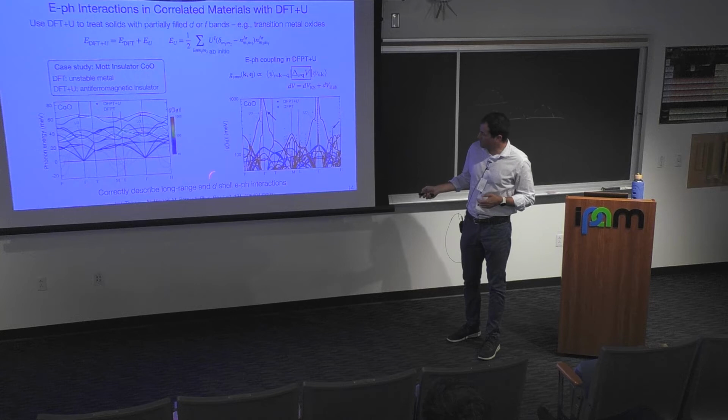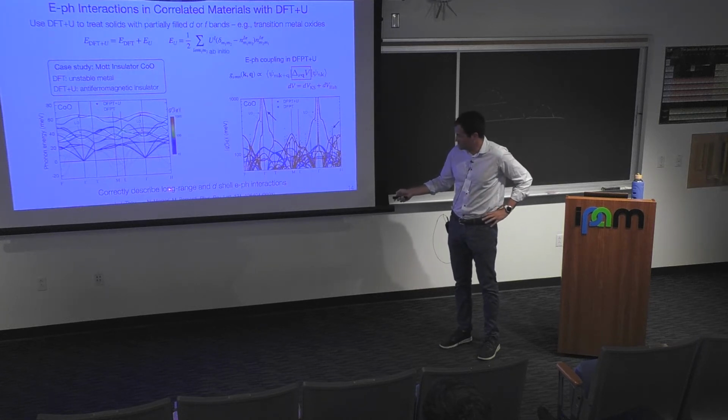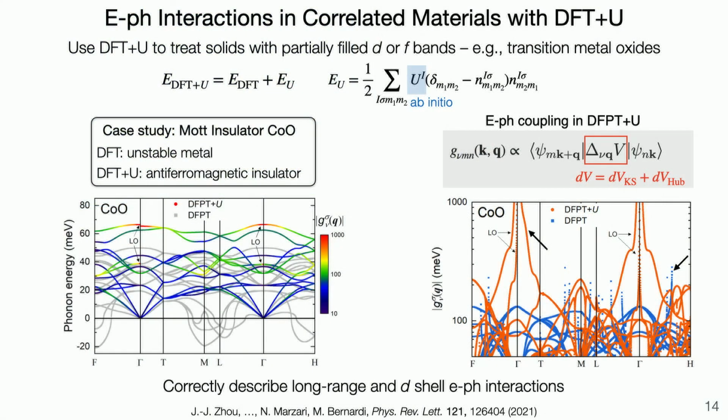So in this recent work, unfortunately it's getting cut off, but this is a PRL in collaboration with Nicola Marzari from 2021. What we did is we computed electron-phonon interactions within density functional theory plus U. The idea is that you add this Hubbard-U piece of the energy, which, loosely speaking, puts an energy penalty for doubly occupying an orbital because of the strong local interaction.